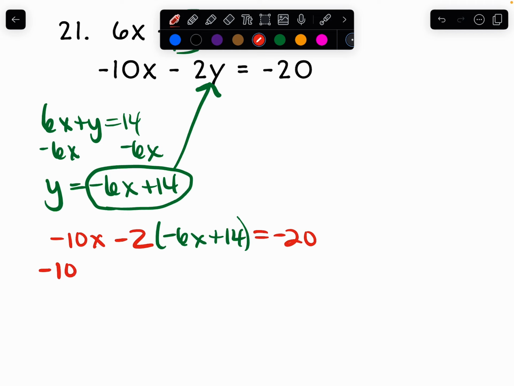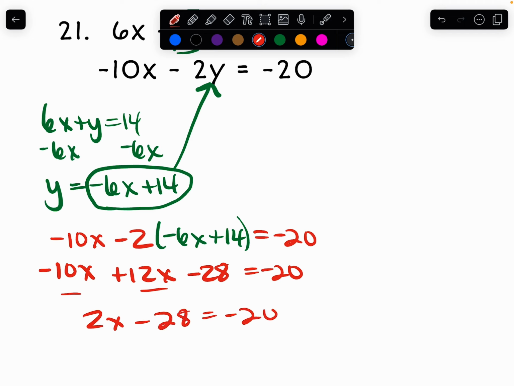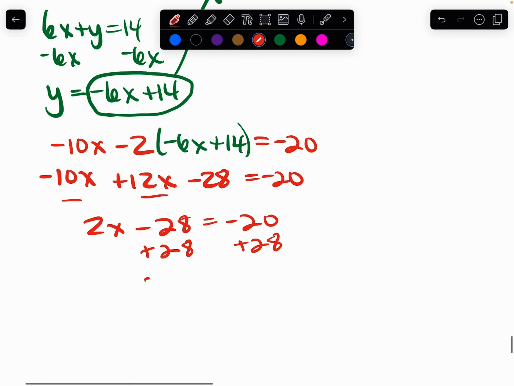So negative 10x plus 12x minus 28 equals negative 20. Combine like terms and I get 2x minus 28 equals negative 20. I'm going to add 28 to both sides of the equal sign. I'm going to get 2x equals 8, divide by 2, and get x equals 4.